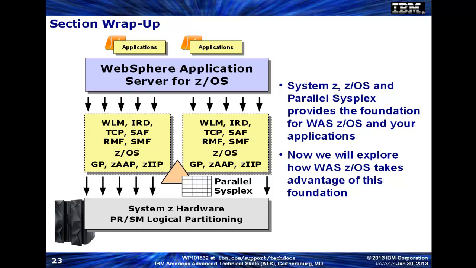WebSphere Application Server for z/OS is designed to take direct advantage of the key platform functions of System z, z/OS, and Parallel Sysplex. That's the key value statement of WAS z/OS. It leverages the platform functions of z/OS. That's why we stated earlier that the why WAS on z/OS question is ultimately answered with because of z/OS. The next step is to review how WAS on z/OS exploits the key functions of the platform.